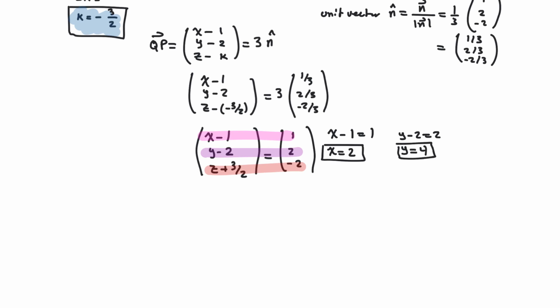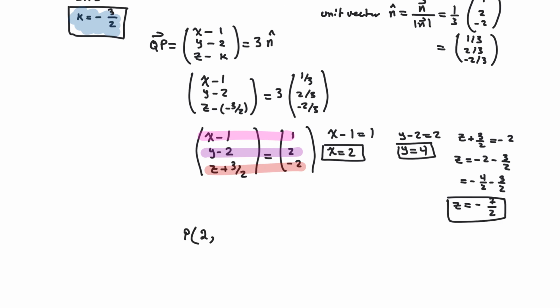And for z, I still have a little bit of space here. z plus 3 over 2 is equal to -2. I'm going to subtract 3 over 2 from both sides. So I will get negative 4 over 2 minus 3 over 2, and that will end up giving me negative 7 over 2 for my z value. And therefore, the coordinates of point P are 2 for x, 4 for y, and negative 7 over 2 for z.